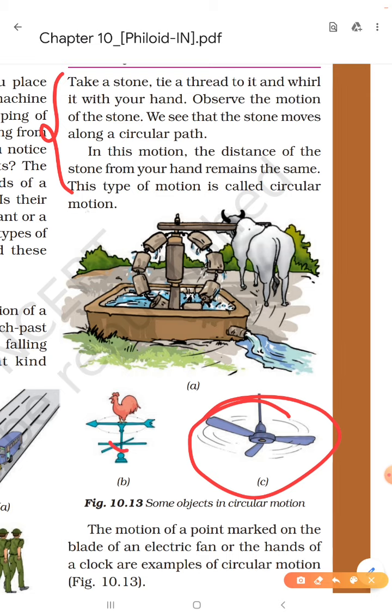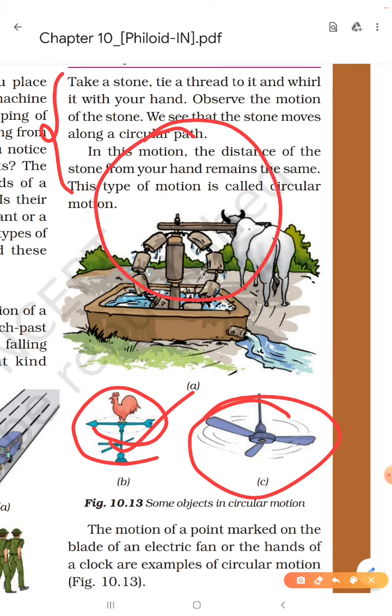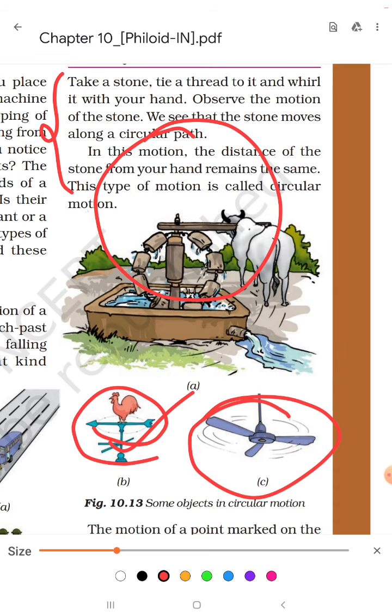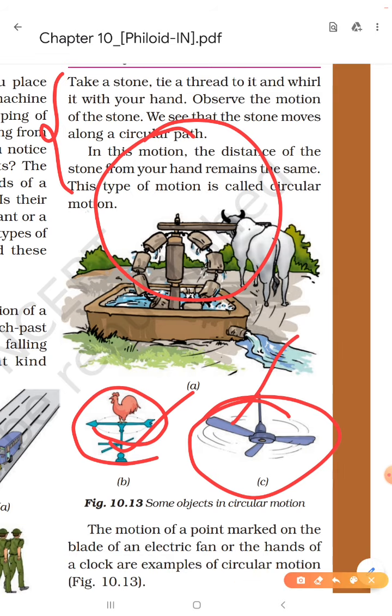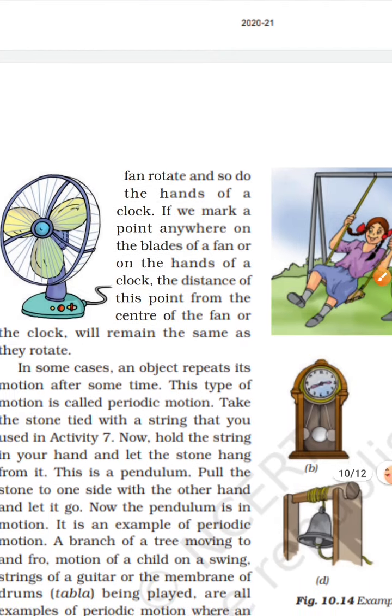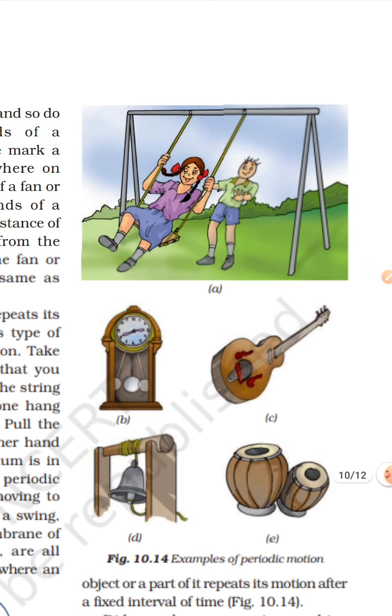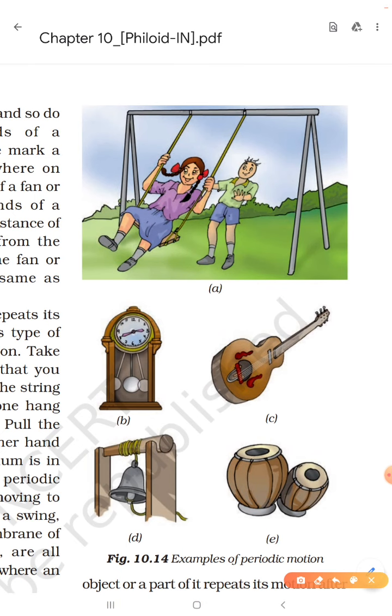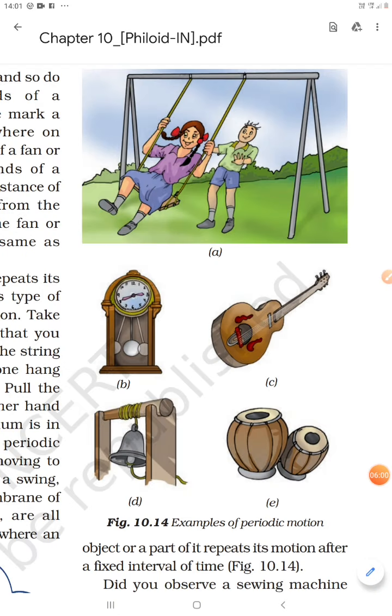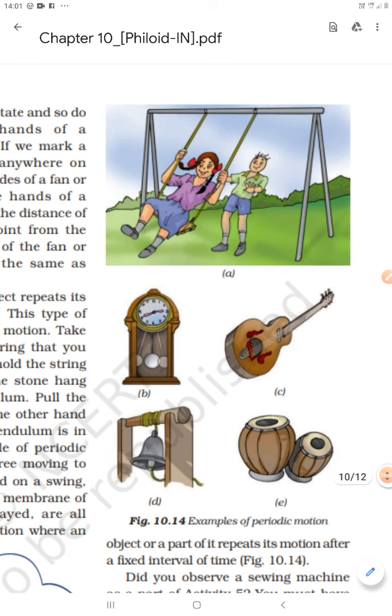We can see here also, in this diagram, the motion of this one is also circular motion. When a body moves in a circular path, that is known as circular motion. Now we have another type of motion, which is called periodic motion. What does periodic motion mean? Periodic motion means to and fro motion.